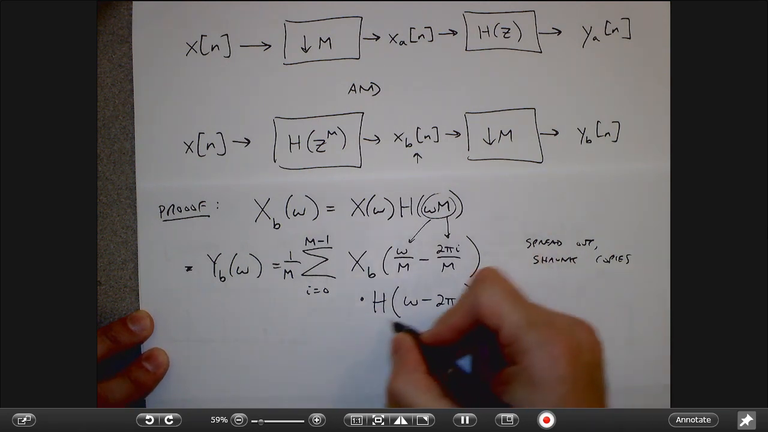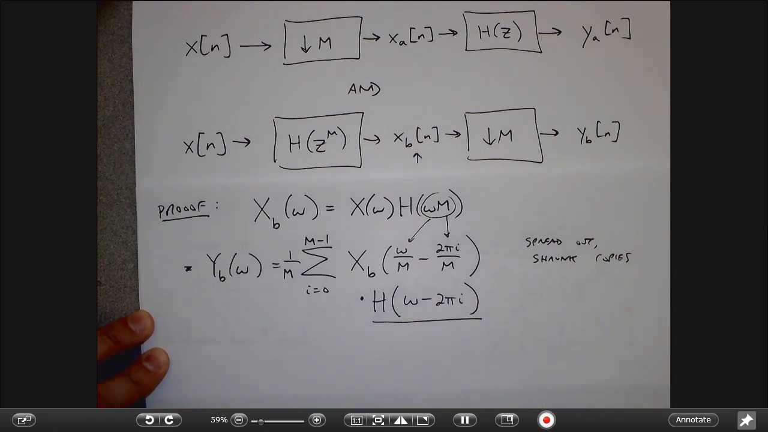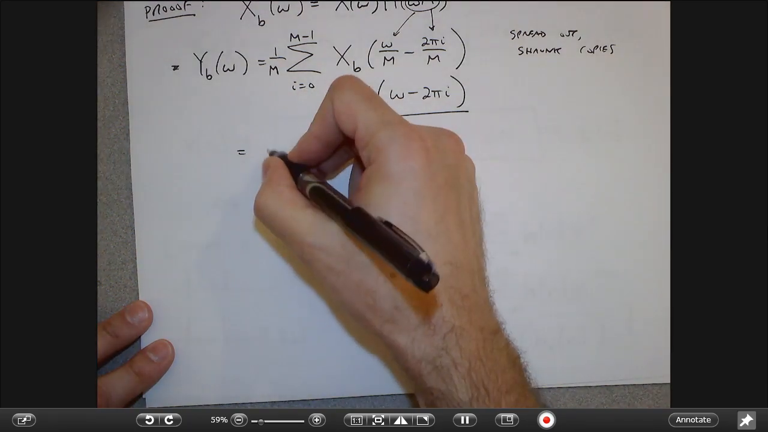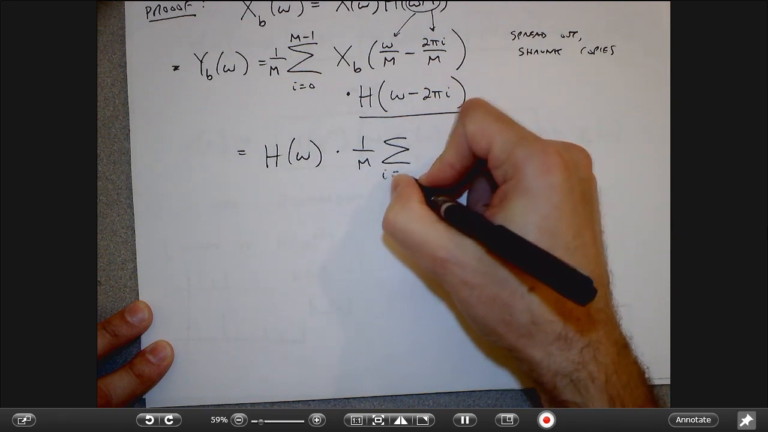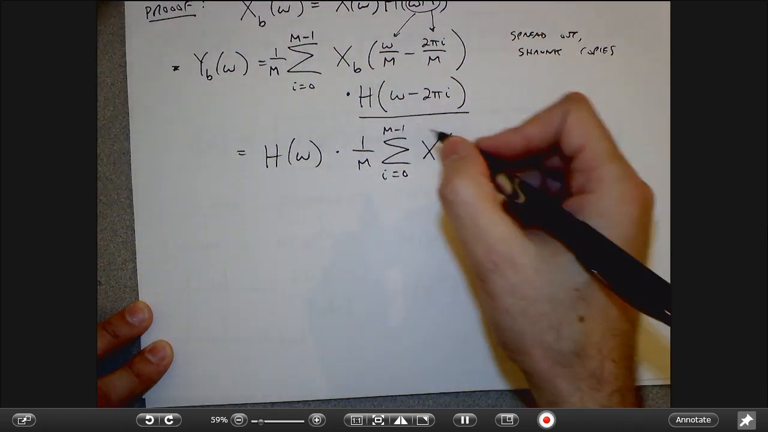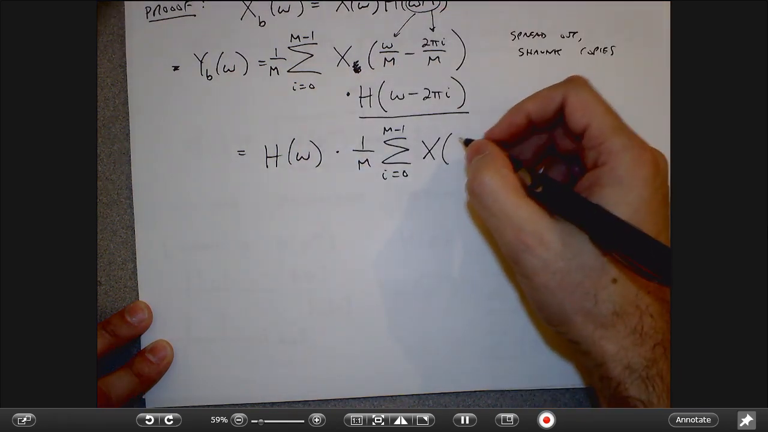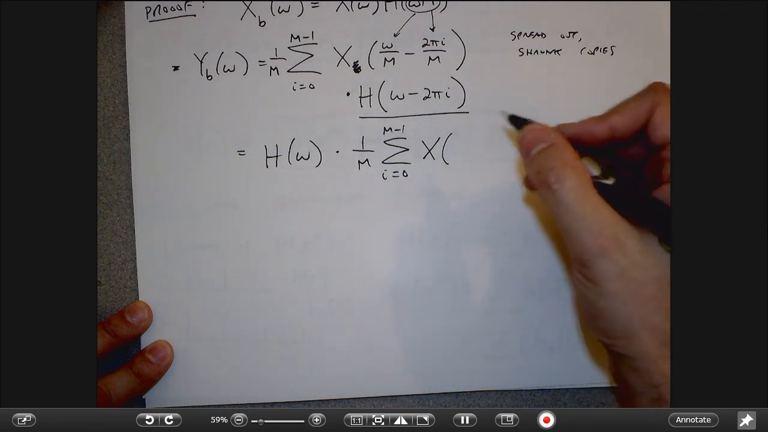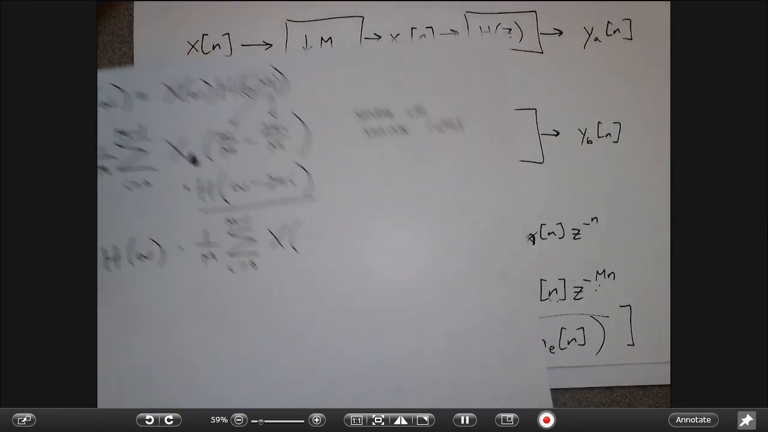And here, since I is an integer, I can make this easier by taking this out of the sum. This is equal to H of omega times this guy. I guess actually I was a little bit quick here. So this is just the original X, not the Xp. Hold on a second. Right, let me start this again.